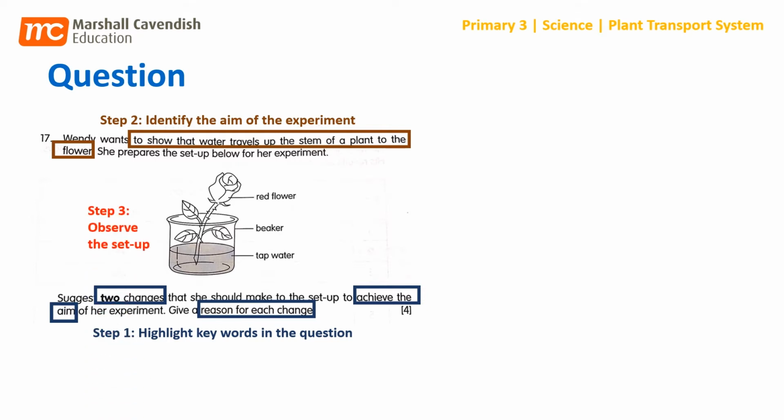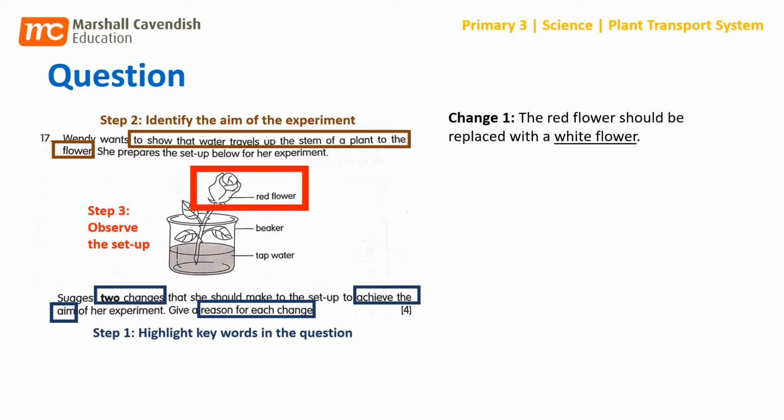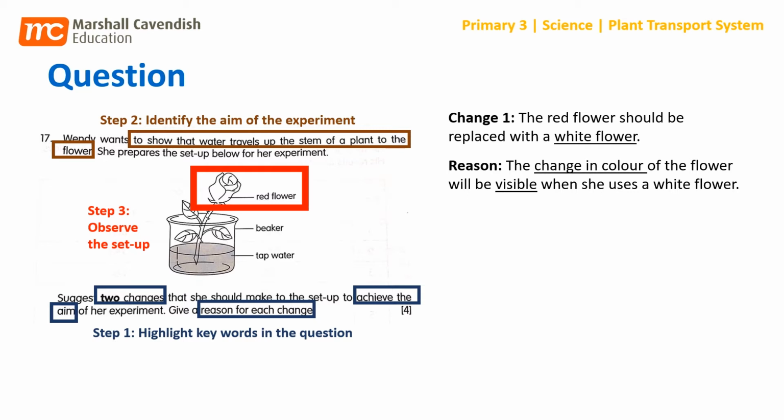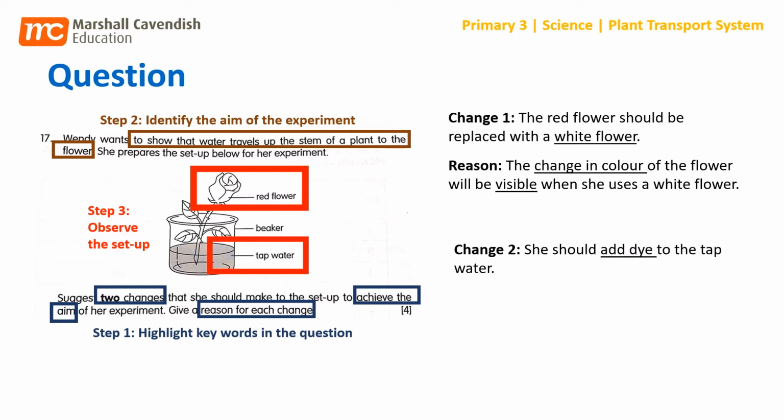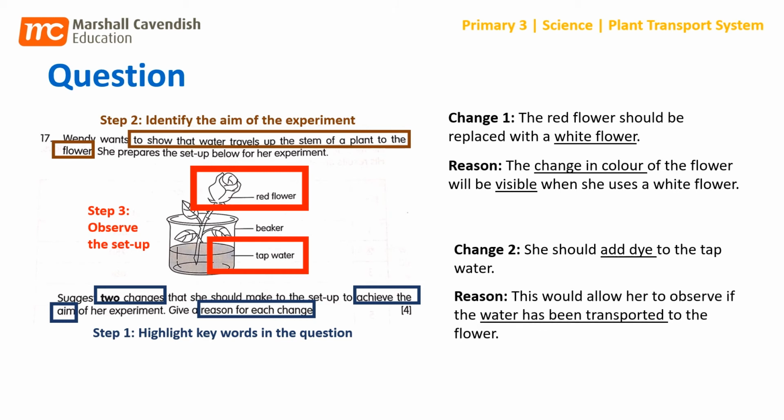Now, let's observe the setup. You'll find that the red flower may not be suitable, therefore, we should replace it with a white flower, such that the change in the color of the flower will be visible. Let's look for the next change. As you know, tap water may not be visible after being transported to the flower. So what should we do? Add dye to the tap water. In this way, it will be easy to observe if the colored water has been transported to the flower.